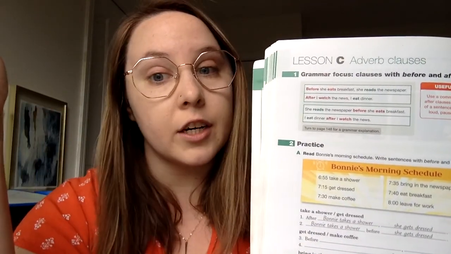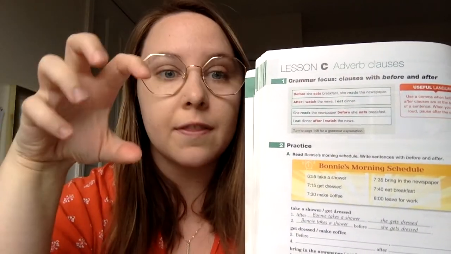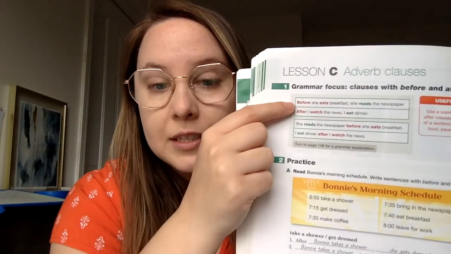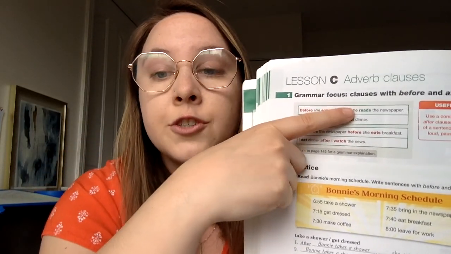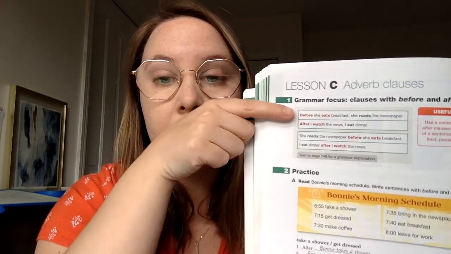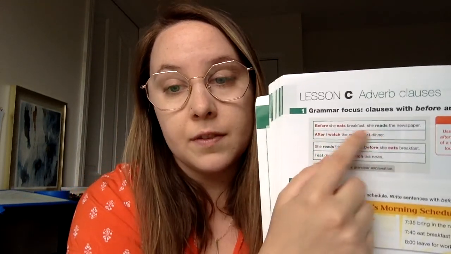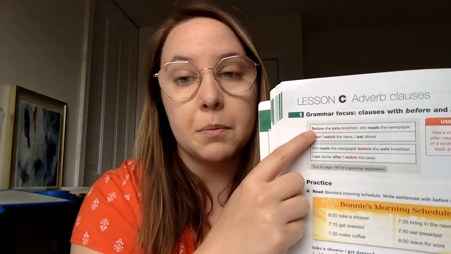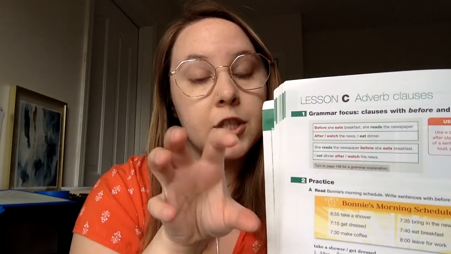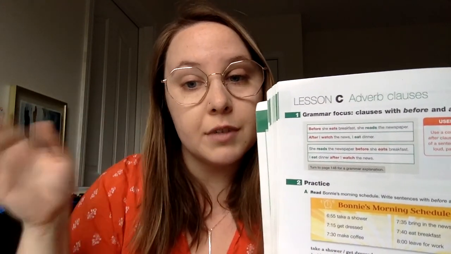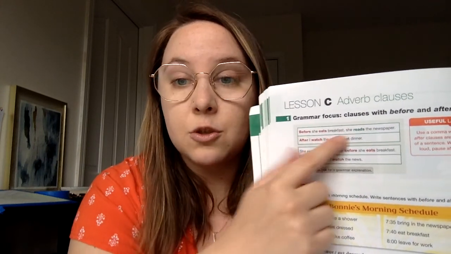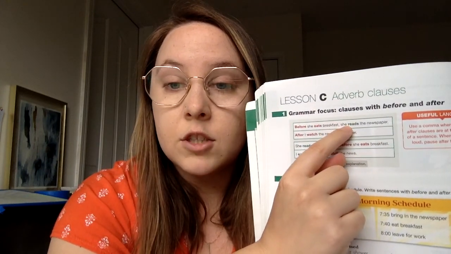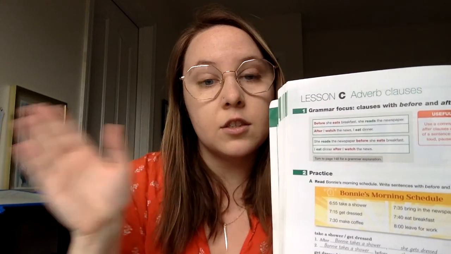So before means that it happens earlier. So something happens earlier than something else. In this one, it says, before she eats breakfast, she reads the newspaper. So before she eats breakfast, earlier, because before means earlier, she reads the newspaper. So in this situation, she reads the newspaper first, and second, she eats breakfast. So before she eats breakfast, she reads the newspaper.